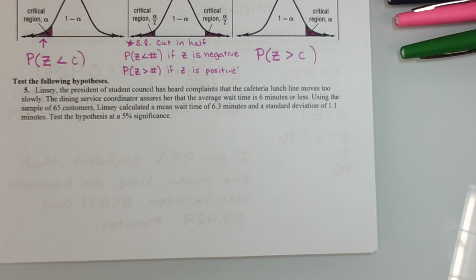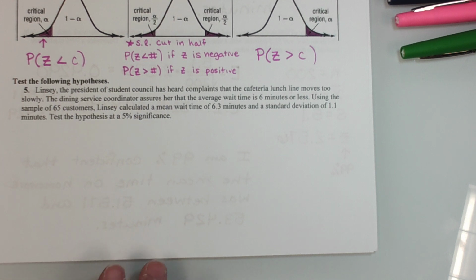Lindsay, the president of student council, has heard complaints that the cafeteria lunch line moves too slowly. The dining service coordinator assures her that the average wait time is 6 minutes or less. Using a sample of 65 customers, Lindsay calculated a mean wait time of 6.3 minutes and a standard deviation of 1.1 minutes. Test the hypothesis at a 5% significance level.